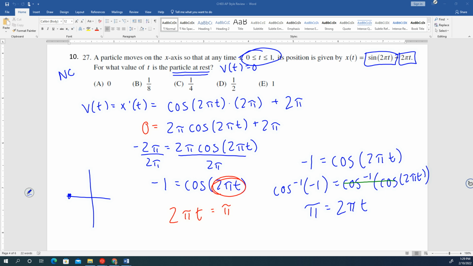Do either of those feel familiar? I'd say the inverse, this way looks more familiar. Okay.